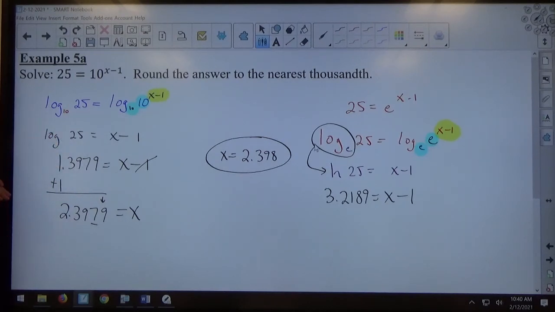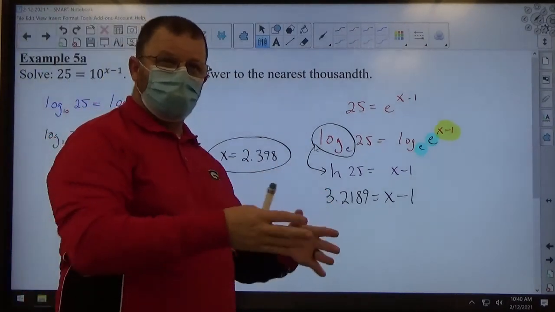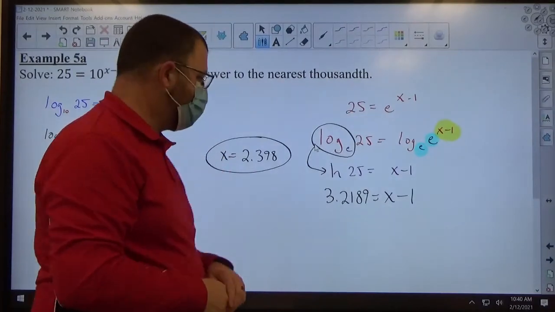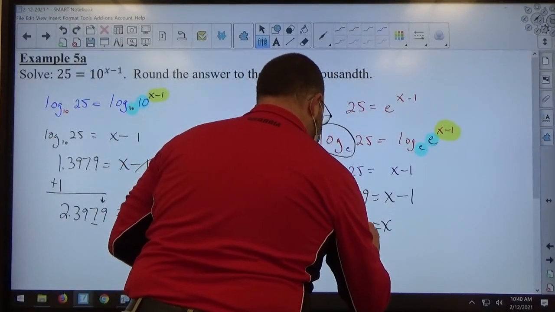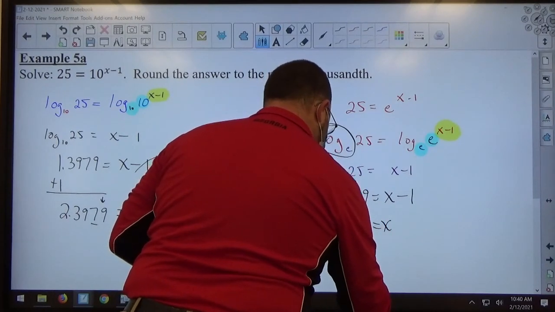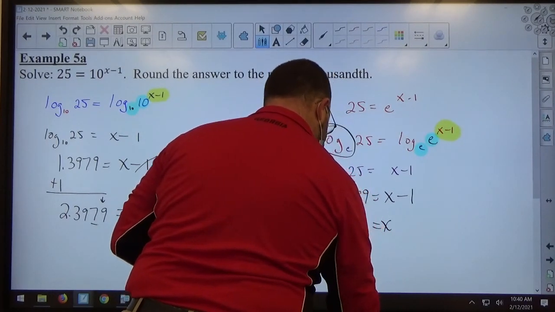So I really could have left the 10 off if I wanted to. But again, I didn't see any harm in leaving the base on there. I could have left it log base e also, just know that it's ln on your calculator. All right? And then if you move the 1 over here, x equals 4.2189, which would be 4.219 rounded to 3 decimal places.